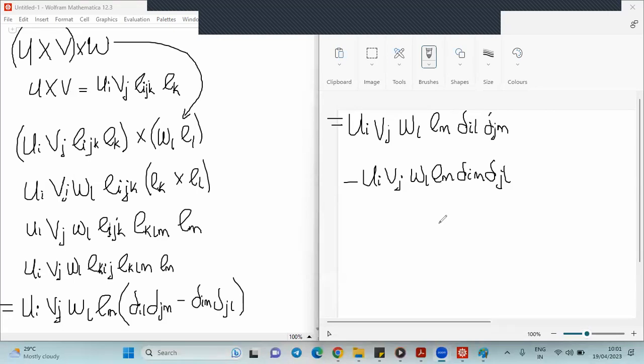Where you have the Kronecker delta IL, then Kronecker delta JM, minus Kronecker delta IM, Kronecker delta JL. Thank you. So essentially, for the first one, we have I coming before J and coming before K. So I, J, and then K like that. So it forms like a cycle where I comes before J and J comes before K. So we must keep this cycle going.